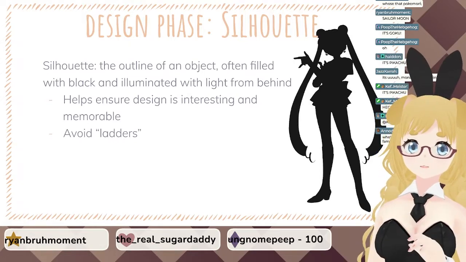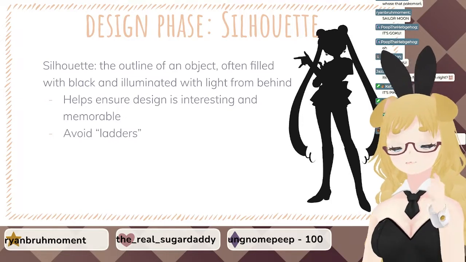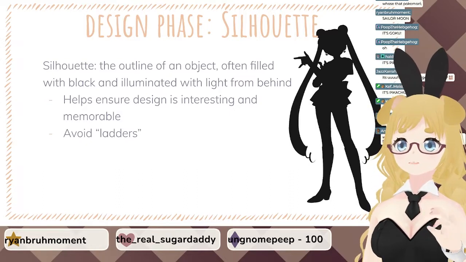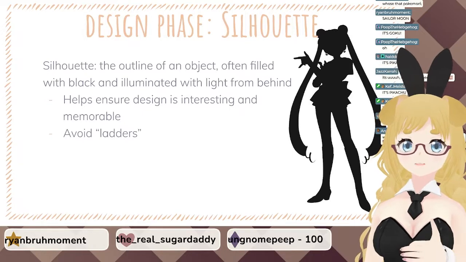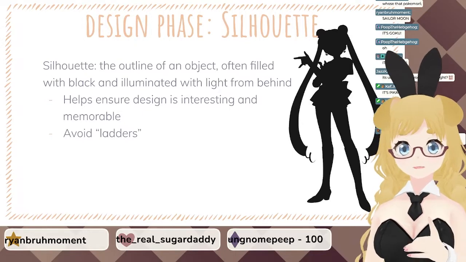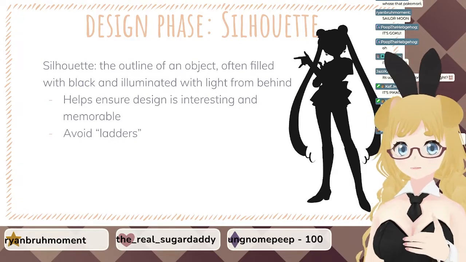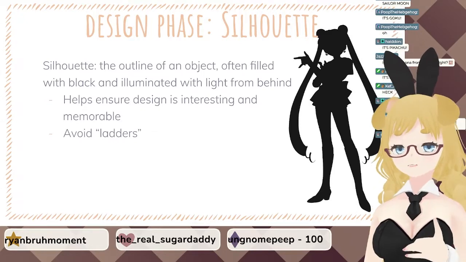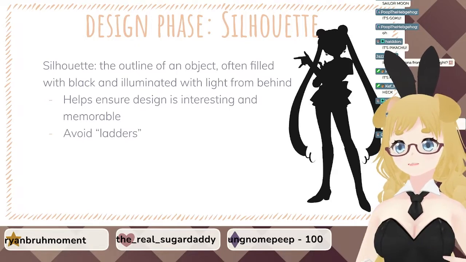A tip I've seen on Twitter before, this is not mine. I really wish I could remember the account, but a really good tip I've seen for character design is avoiding quote unquote ladders. Sometimes when you make a character, everything will be drawn proportionally, right? You'll have a t-shirt that ends at the waist and then you'll have pants that start right below the shirt and then those pants end at the knee and then you'll have boots that start at the bottom of the knee and everything's very evenly spaced. So the design almost looks like a ladder, right? And everything's like one on top of the other.